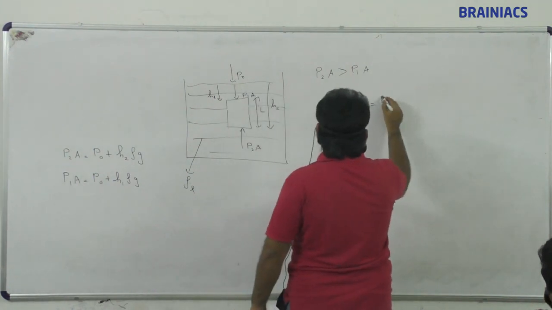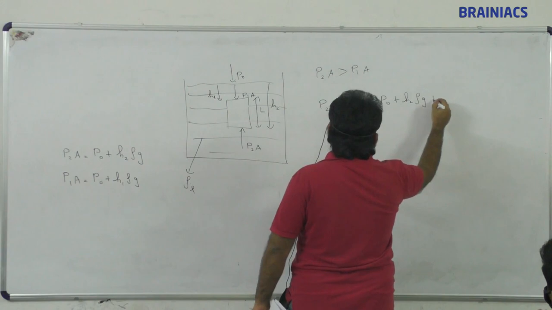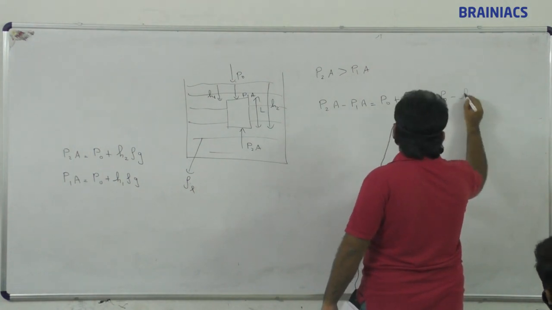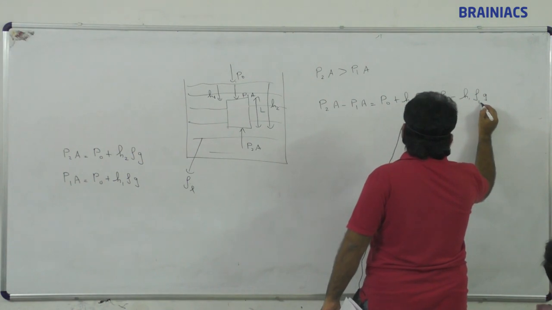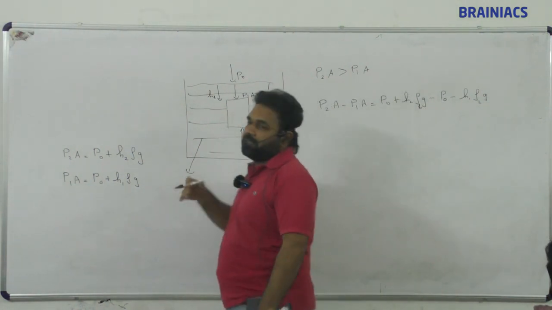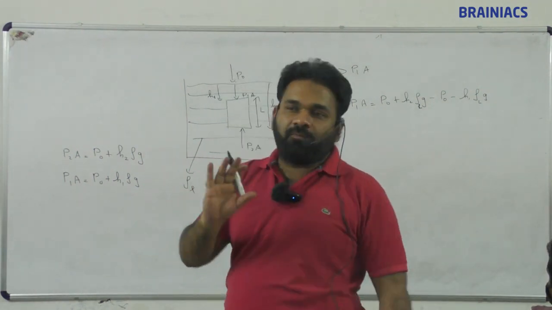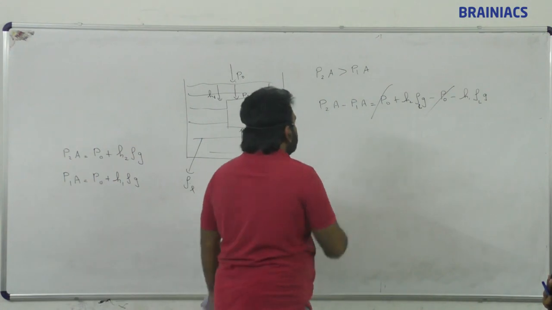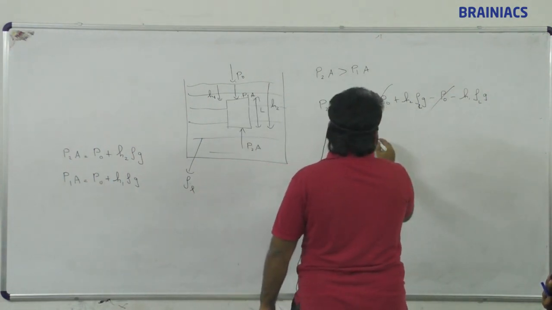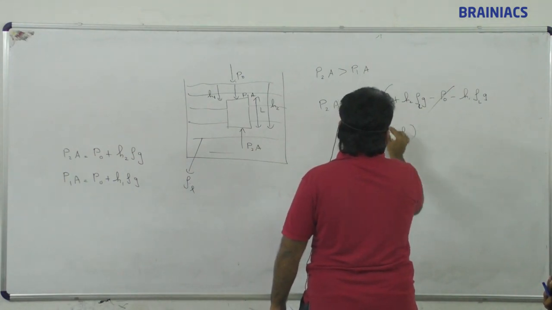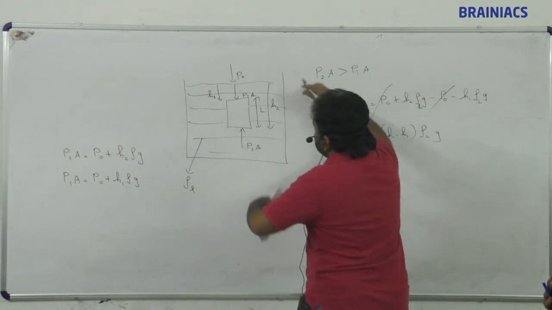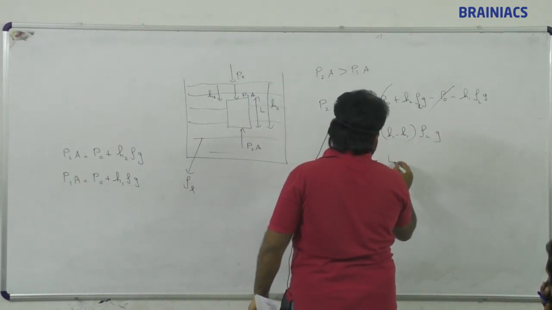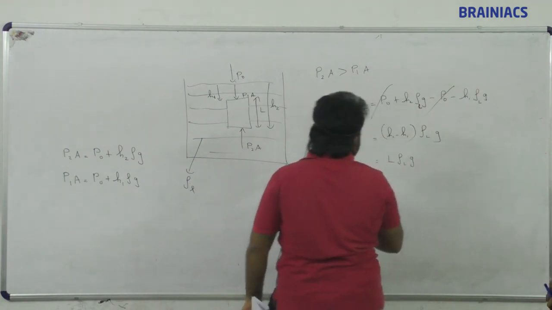P2A minus P1A will be P naught plus H2 rho G, this is the liquid, then minus P naught minus H1 rho G, density of the liquid. Since this body's density will also come later, we will be careful about marking the density, so there is no confusion. So this force difference is H2 minus H1 into rho L into G. H2 minus H1 is L. So I could say L rho L into G.